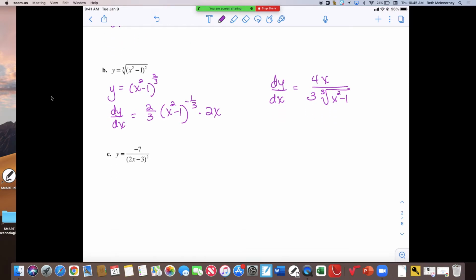All right, letter C. Before I start this one, I would rewrite it so that it's in power rule form. So power rule, product rule, quotient rule, all can contain the chain rule within it. So let me give you a head start and go ahead and try this one if you haven't already.